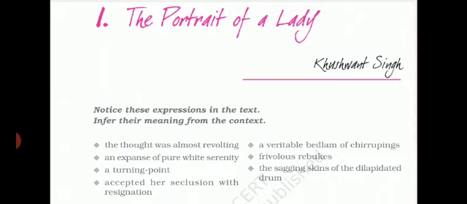Next, an expanse of pure white serenity. Expanse, which is very wide. Serenity, a symbol of peace. This is specially used for the grandmother because she used to be in a white sari. Next is a turning point, where life changes. Next is accepted her seclusion with resignation.